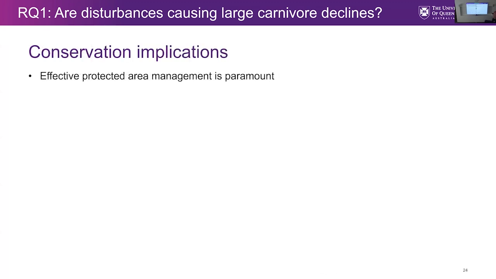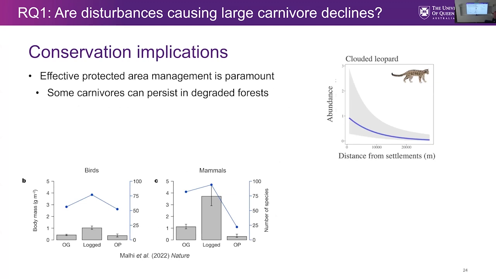So this is interesting because we know now that effective protected area management is really important. Some carnivores can persist in degraded forests, such as clouded leopards showing increased abundance near human settlements. And it's also well mirrored by other research in the region, showing bird biomass and species richness for birds and mammals increases in logged forests compared to intact forests or oil palm plantations.